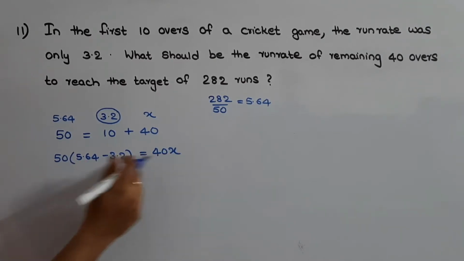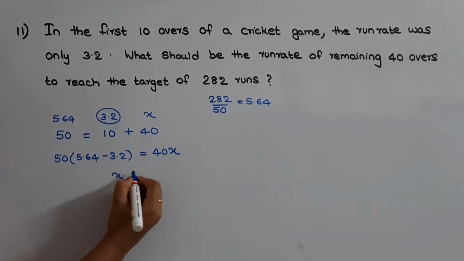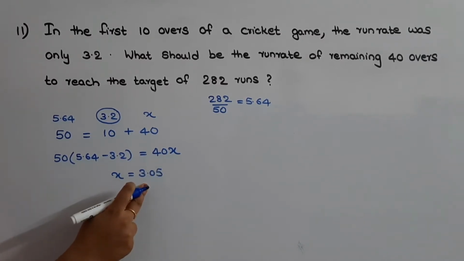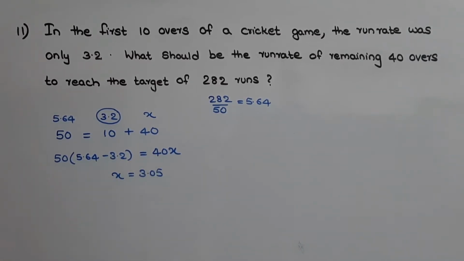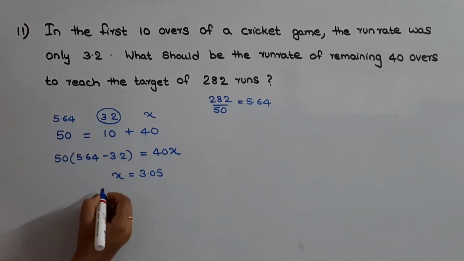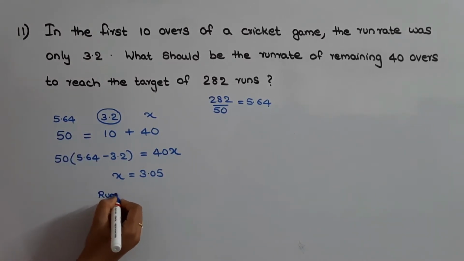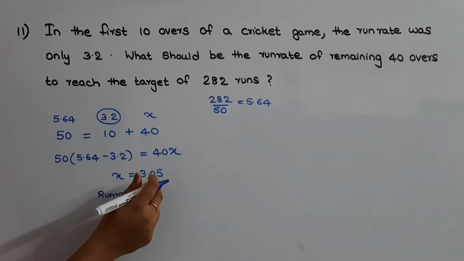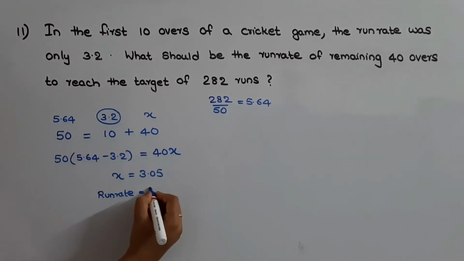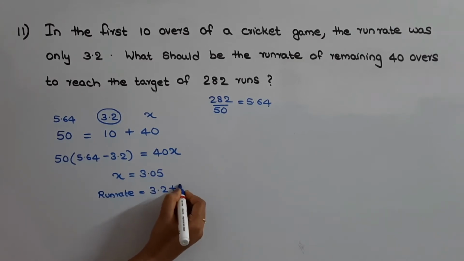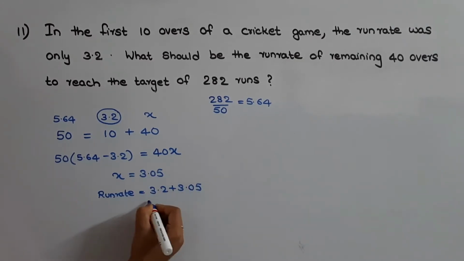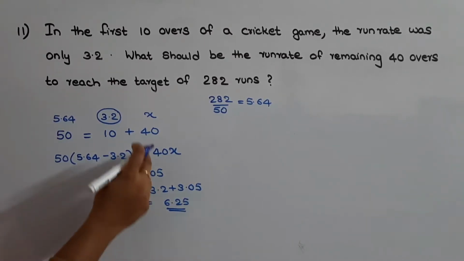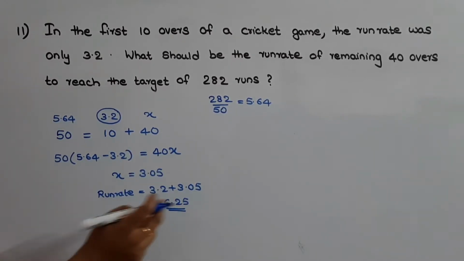Now on solving this equation, you will get the x value as 3.05. So the increase in the run rate is 3.05. So the run rate will be equal to reference run rate plus increase in run rate. So that is 3.2 plus 3.05, that is equal to 6.25. So the run rate of 40 overs is 6.25.